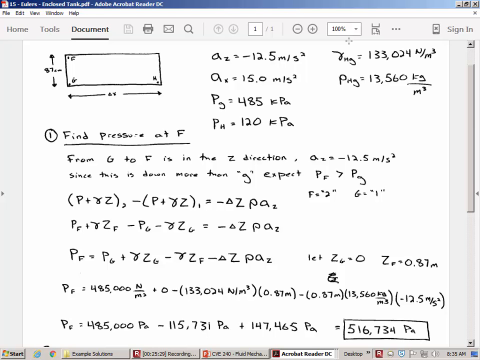Is the elevation at point F 0 or is the elevation at point G 0? Well, F will be 0.87 and G will be 0. Yeah. And remember that the density here is going to be 13,560 because it's mercury, so it won't just be 1,000. And yeah, you made the conversion here, but also it needs it for that one.